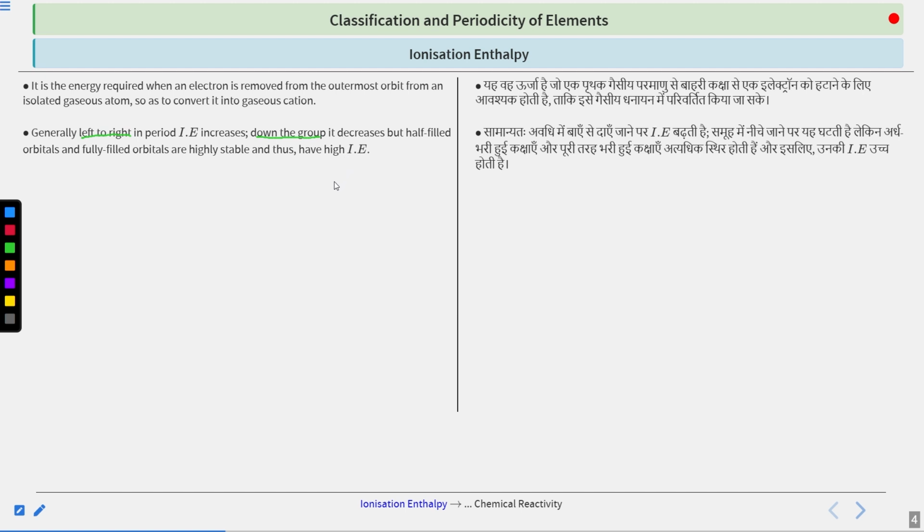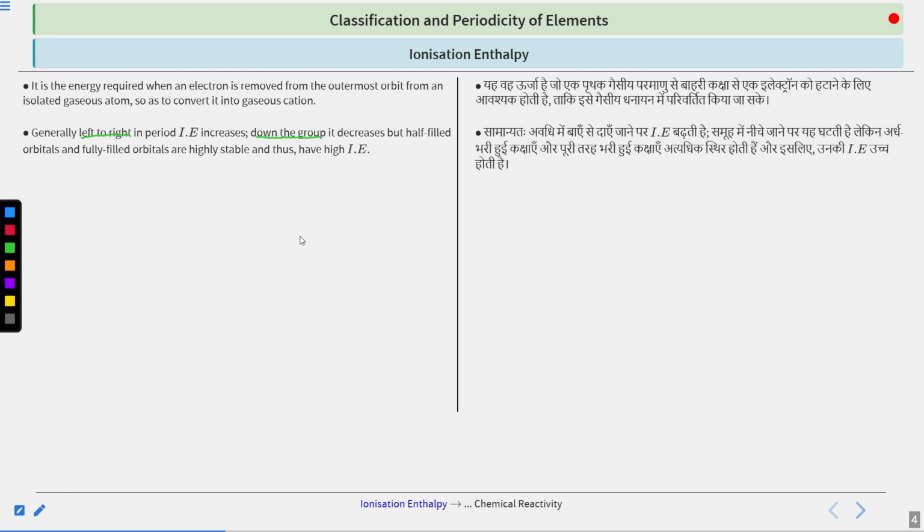So as we move from left to right, suppose we are moving across the period: hydrogen, helium, lithium, beryllium, boron, carbon, nitrogen, oxygen, fluorine, neon, sodium. So it is the third period, right? If you are moving along the third period, say sodium, magnesium, aluminum, silicon, phosphorus, chlorine, argon, then you will see that the ionization energy increases.